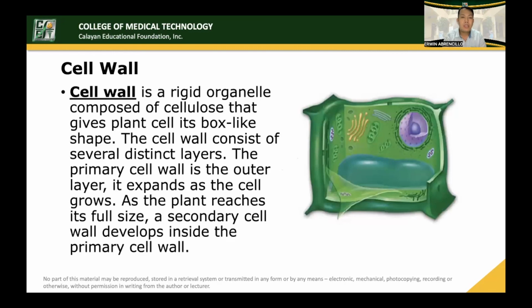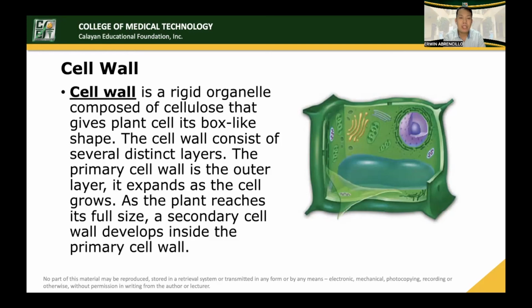All right. So another one is the cell wall. The cell wall is not present among animal cells. It is composed of cellulose. Cellulose is a sugar, a polysaccharide sugar. It is actually the cellulose that gives shape to the plant cell. The cell wall consists of several distinct layers. As I mentioned, it is needed by the plants to protect itself.